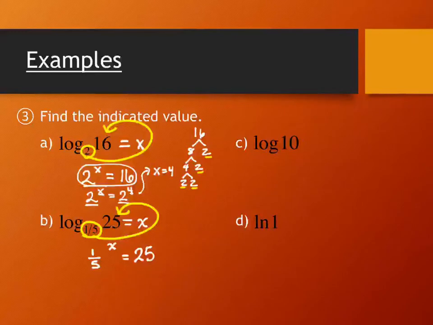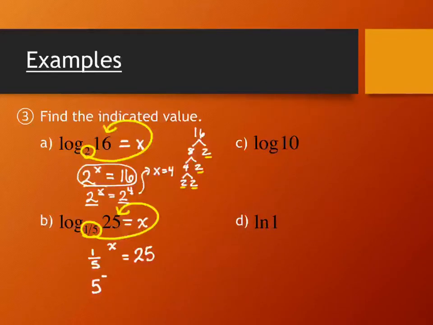This one is not near as clean as the last one. 1/5 is not a very pleasant looking base. It just isn't. But it could be rewritten to have a base of 5, much nicer. So how could I rewrite 1/5 so that it's 5 to a number?